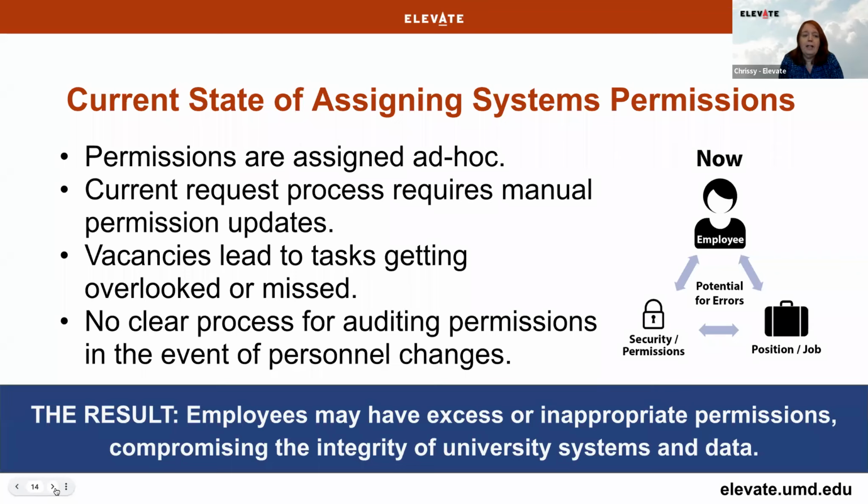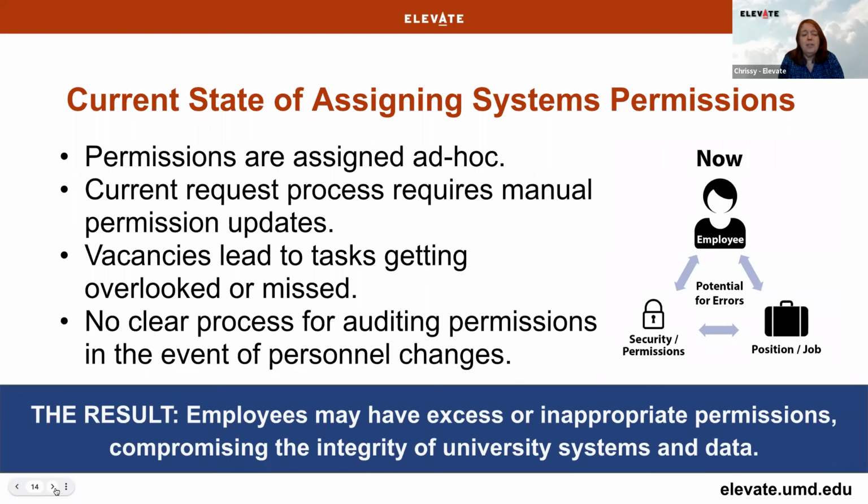Now, the problem with that is that the permissions were assigned ad hoc. We just kind of picked permissions that we thought an assistant director of IT would need. Any intervention was going to be manual. The system didn't really take care of it. Someone had to intervene and do that. If there was a vacancy, things can get missed, things can get overlooked. The managers didn't really have any guidelines on exactly what I should get. So what happens is that employees may have too many permissions, or they might not be appropriate.